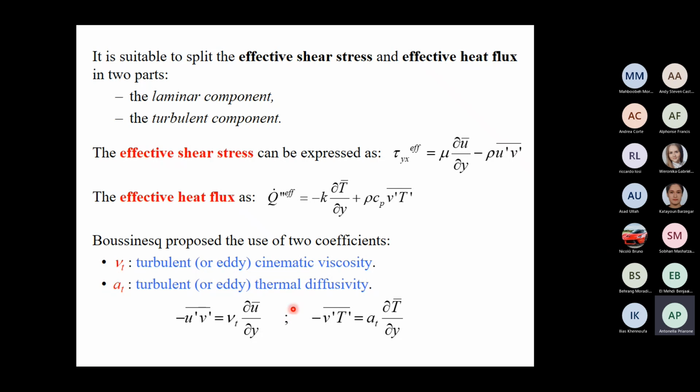This is at the bottom of the slide, the definition of the turbulent kinematic viscosity and the turbulent thermal diffusivity. Obviously, they are a function of the fluctuating component. So we can express the second part of the effective shear stress using the turbulent kinematic viscosity. I simply substitute inside the second term of the shear stress this expression, which contains this parameter. Similarly, in the expression of effective heat flux, to express the part associated with the fluctuating component, I substitute this expression that introduces the turbulent thermal diffusivity.